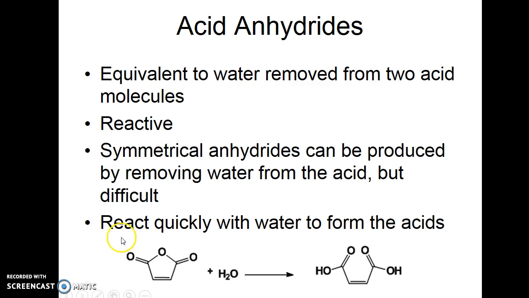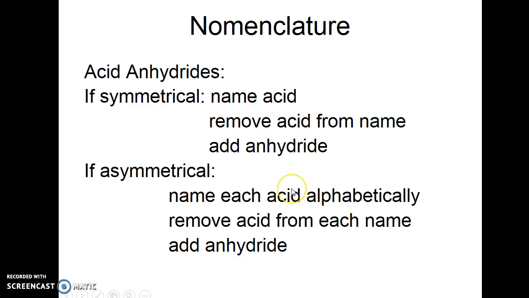If we have an anhydride and it happens to get a little water in there, you end up getting the diacid very quickly. They're reactive. To name them, we name the acids, and then you remove the word acid from the name and add anhydride. If it's symmetrical, you're just going to be naming one of them. So if it was from benzoic acid, you would say benzoic, and then you remove the acid and add anhydride. So benzoic anhydride. If it's asymmetrical, you name each acid side and then add anhydride.